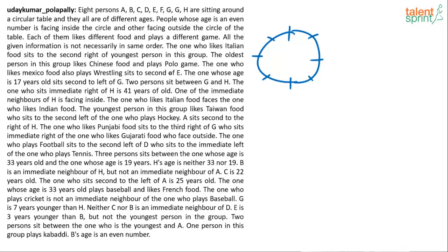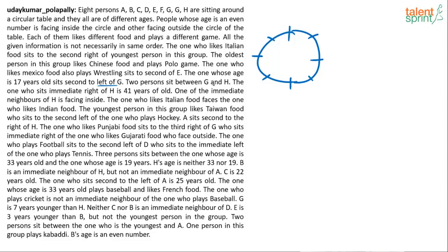I think if you see the first clue given to us that the oldest person likes Chinese food and plays polo game is not very useful. The one who likes Mexican food plays wrestling and sits second of E again will not be enough. The one whose age is 17 years old sits second to the left of G. Now see, left of G, there are only 2 possibilities. Either left of G is clockwise or anti-clockwise, right? If the person is facing center, left is clockwise. If the person is facing outwards, left is anti-clockwise. So maybe we can start with this, that the one whose age is 17 years old sits second to the left of G.